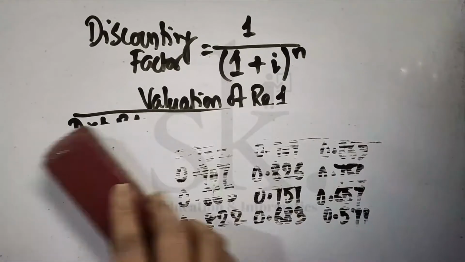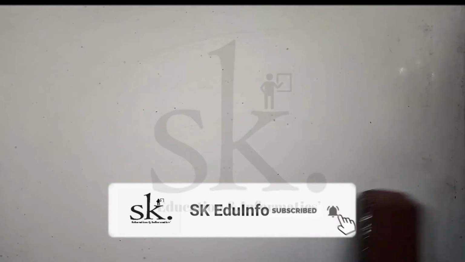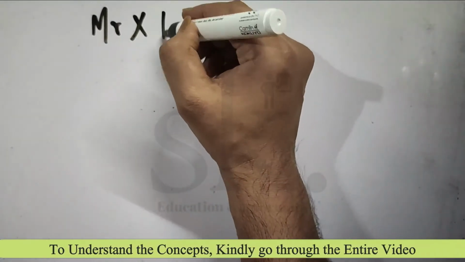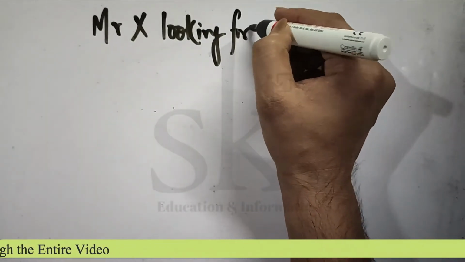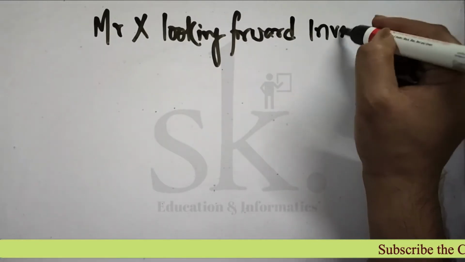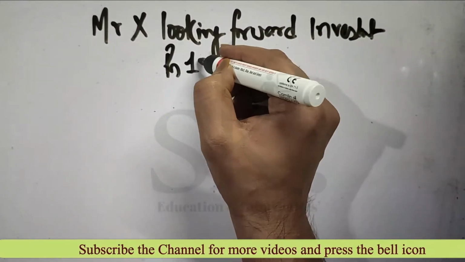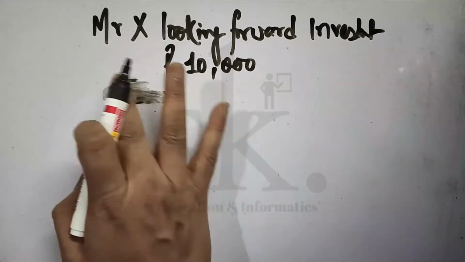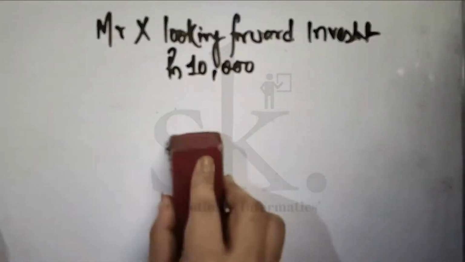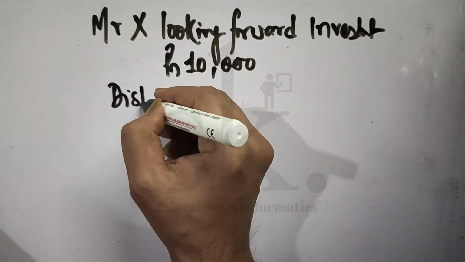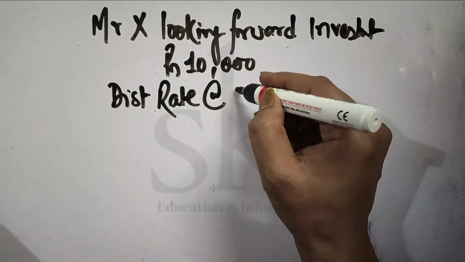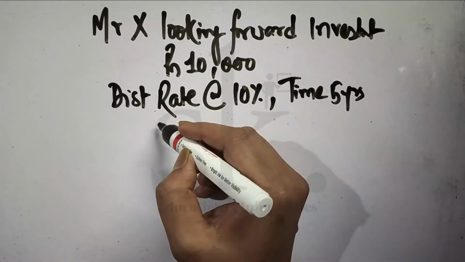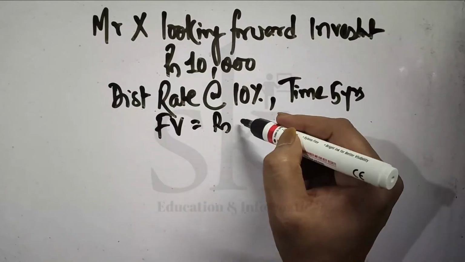Now let's move on. Let's take an example of how we calculate. Now Mr. X is looking forward to invest rupees 10,000, the same example which we did. So the discounting rate, not the interest, the discounting rate, say is 10% and the time period is 5 years, and the investment banker says that the future value will be rupees 15,000.